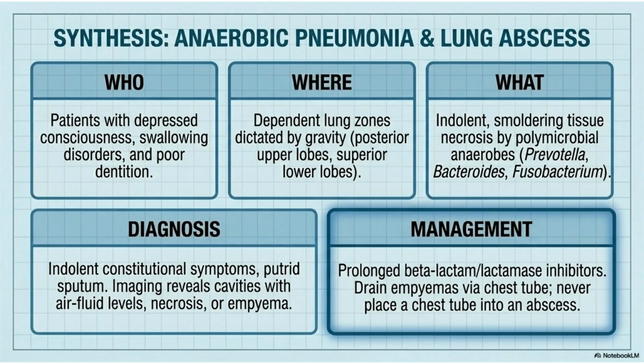In summary, anaerobic pneumonia and lung abscess involve patients with aspiration risk and poor dentition. They occur in dependent lung zones due to polymicrobial anaerobes. Diagnosis relies on indolent symptoms and imaging showing cavities or empyema. Management involves prolonged antibiotics and careful procedural intervention. Drain empyemas, but never place a chest tube into a lung abscess.